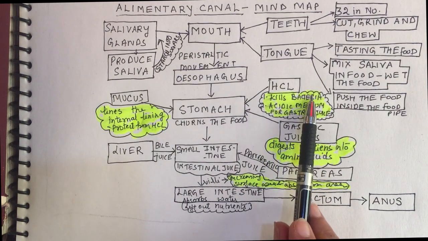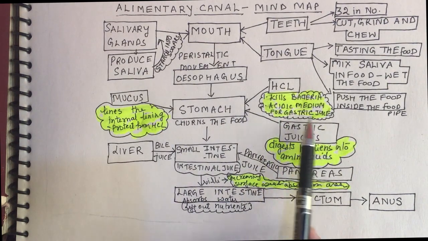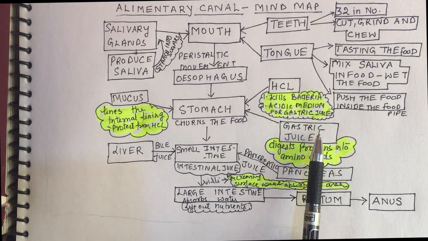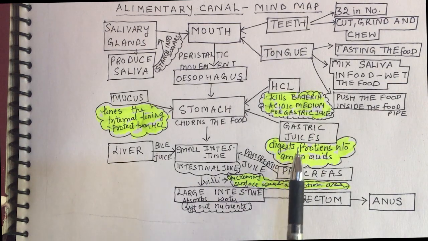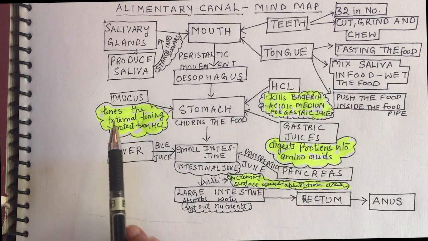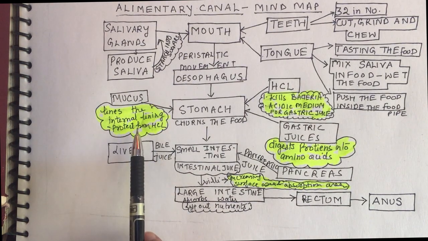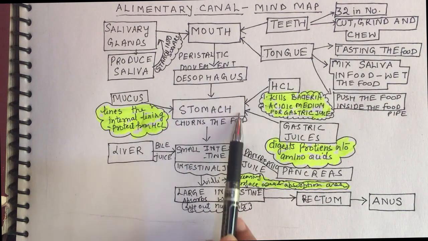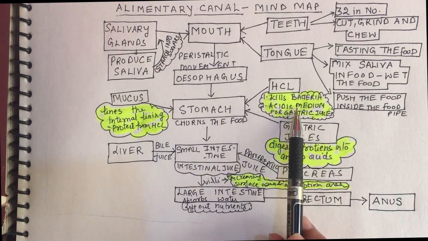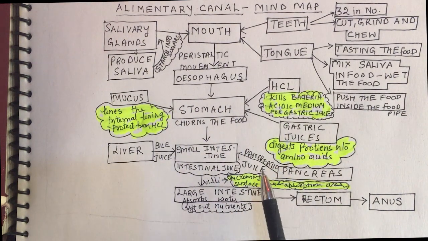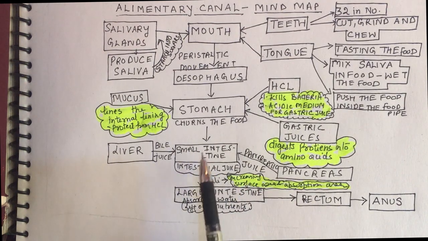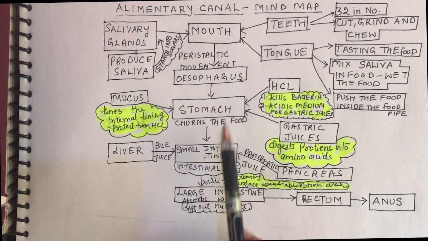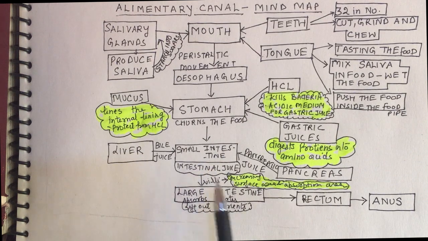HCl helps in killing the bacteria and prepares an acidic medium for the gastric juices, because gastric juices can only work in an acidic medium. And the mucus helps in lining the internal lining of the stomach, so that the HCl does not work on the cells of the stomach. Okay. Now, the food goes inside the small intestine.